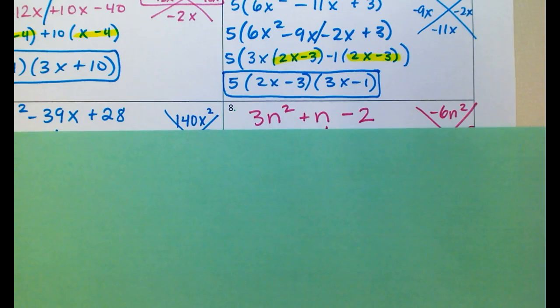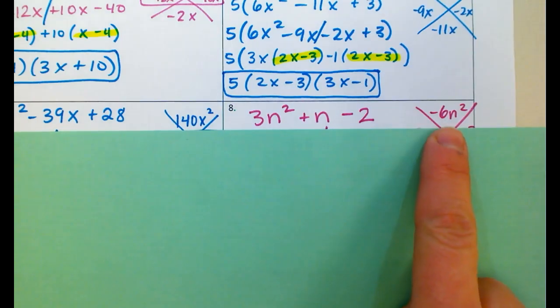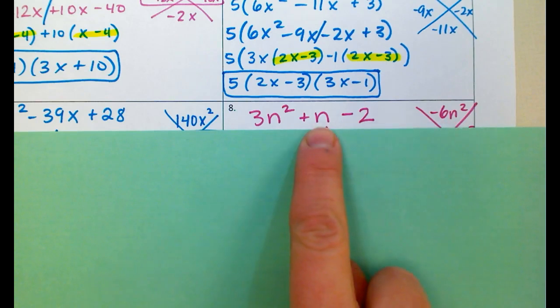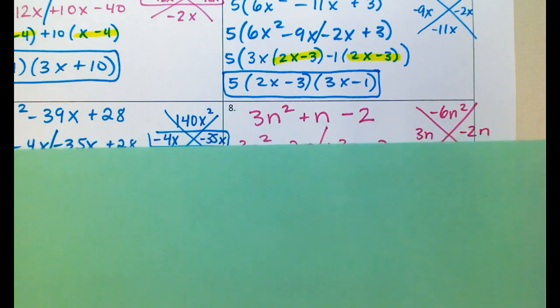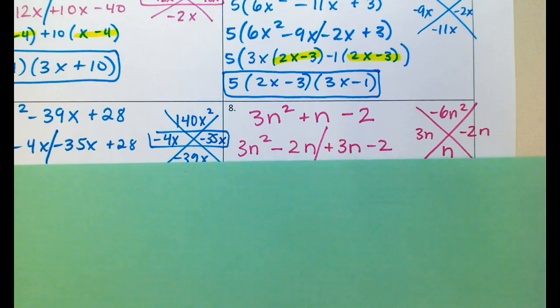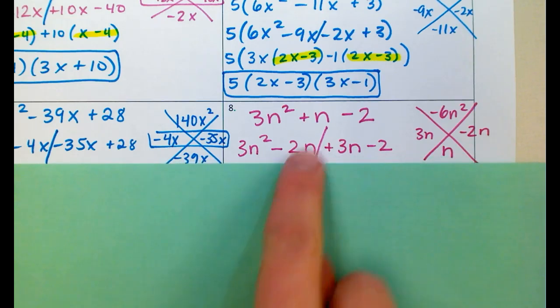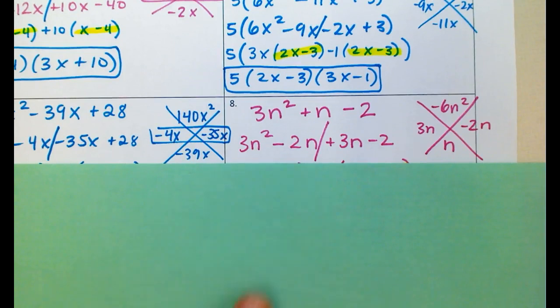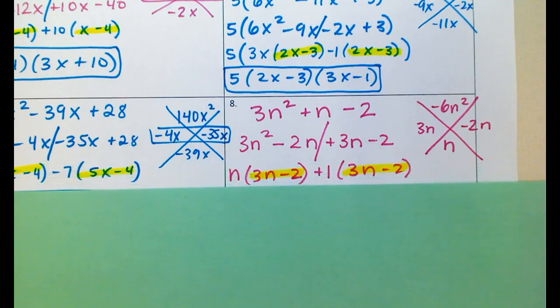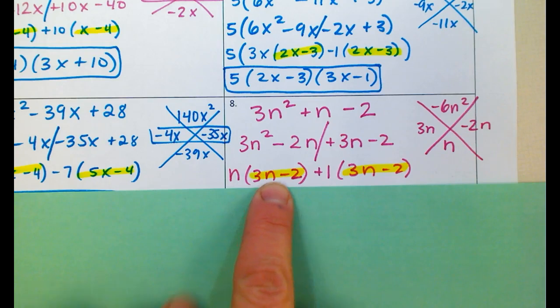Okay, I multiplied my 3n squared times negative 2 to get negative 6n squared, and I was adding to my positive 1n. The two factors I found were negative 2n and positive 3n. I placed them in here and factored by grouping. My first terms only had an n in common, leaving 3n minus 2.